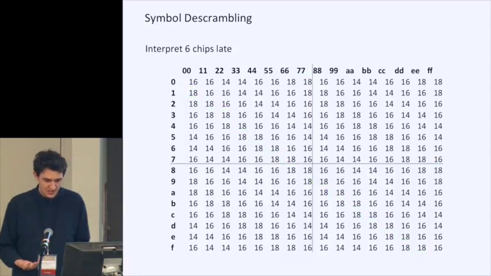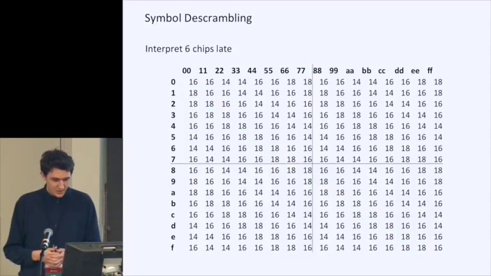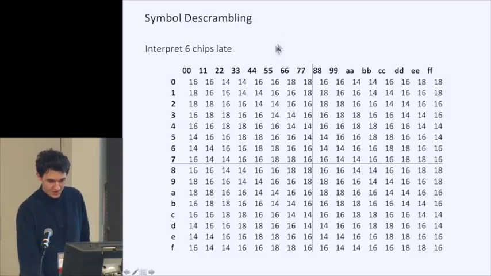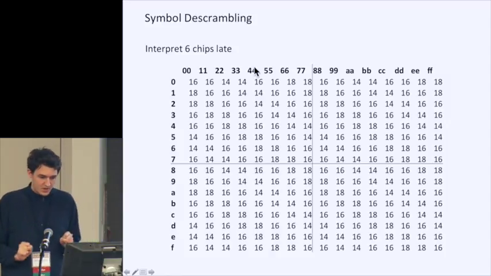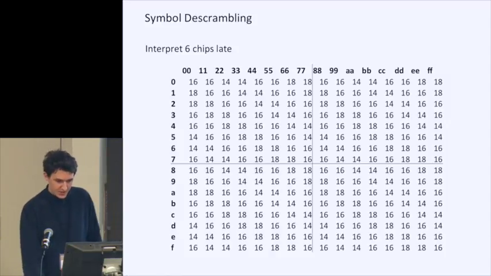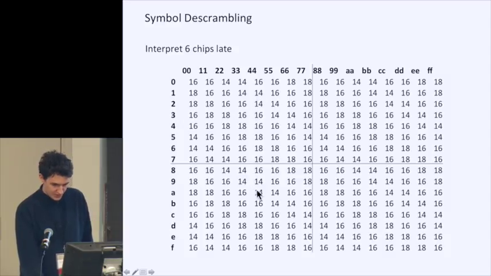Now what if we're 6 chips late? Now this is a little bit troublesome, because now if there's just four symbols, one after another, their chip sequences don't really make a lot of sense. There's multiple candidates even for the closest, like 1, 2, 9, and A.